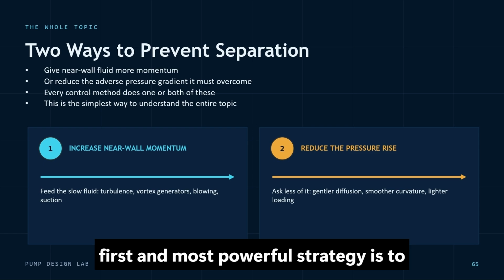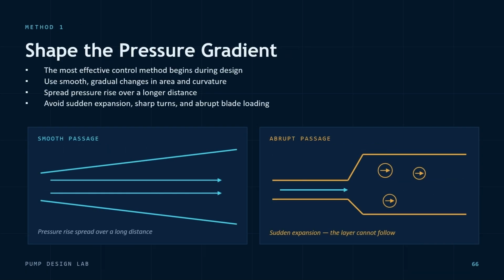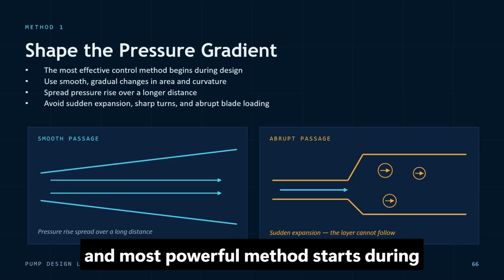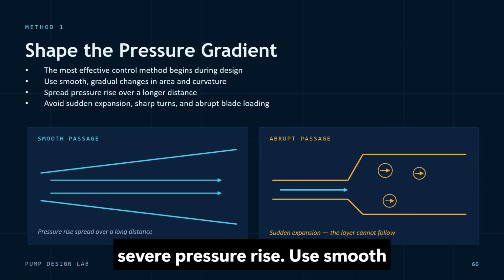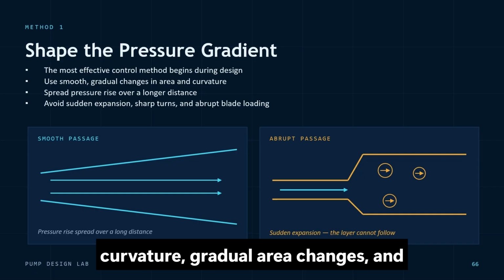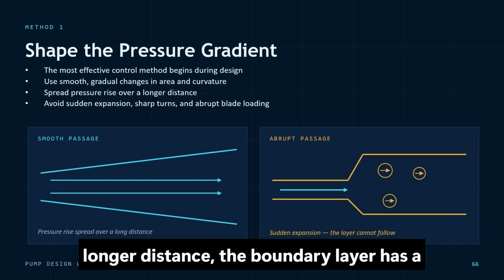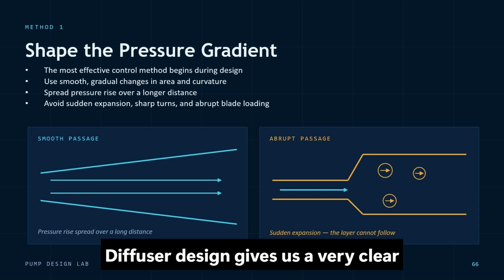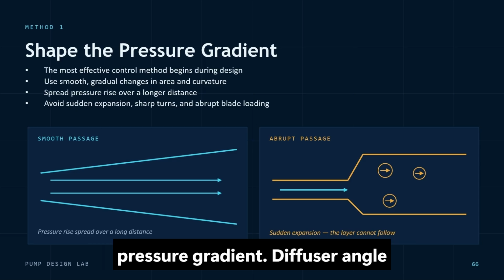The first and most powerful strategy is to prevent an excessive pressure rise from appearing in the first place. Control Method 1. Shape the pressure gradient. The cleanest and most powerful method starts during design. Do not create an unnecessarily severe pressure rise. Use smooth curvature, gradual area changes, and well-distributed blade loading. If the flow is turned and decelerated over a longer distance, the boundary layer has a much better chance of remaining attached. Diffuser design gives us a very clear example of how geometry controls the pressure gradient.